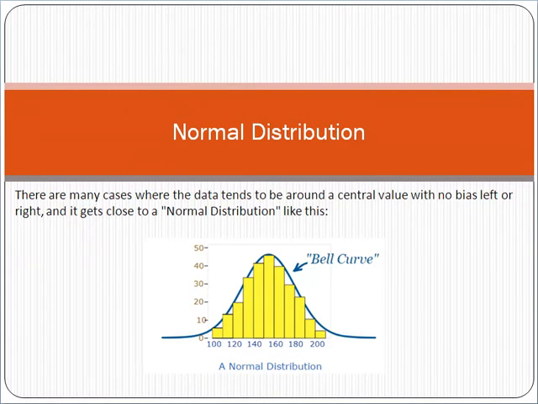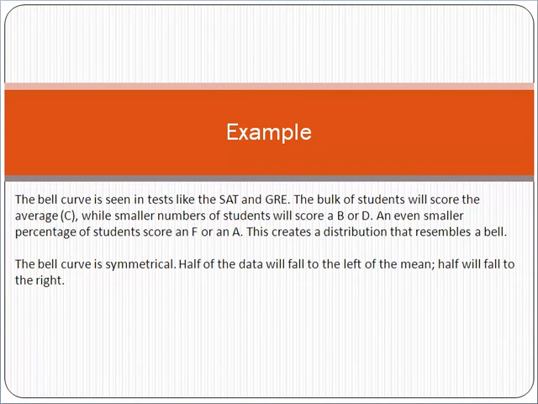We can see a few very basic examples of the bell curve here. Let's suppose a few of your friends have applied for the SAT. For example, let's assume that 100 students have applied for the SAT exam, or any exam, the GRE exam, or the PMP exam. The bulk of students will score the average C grade.